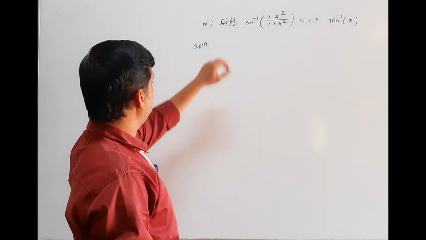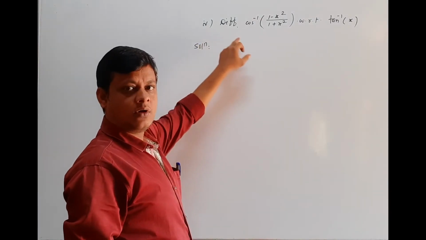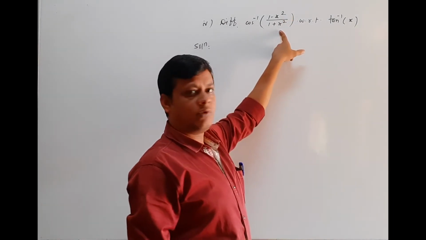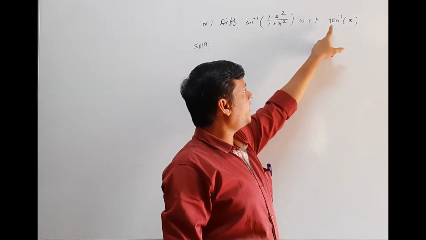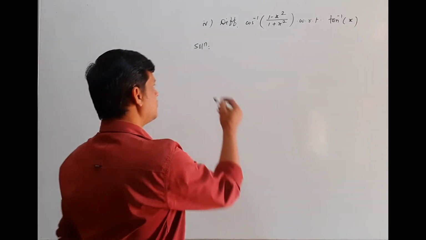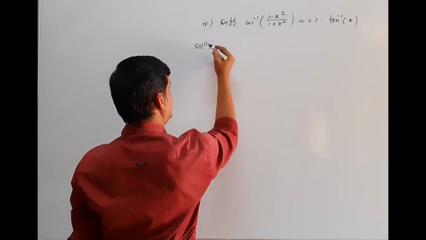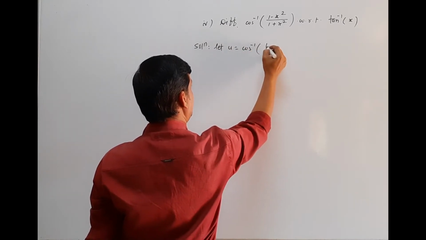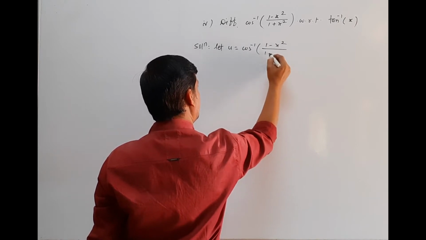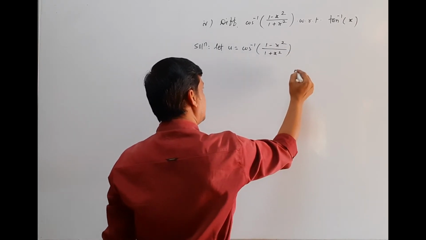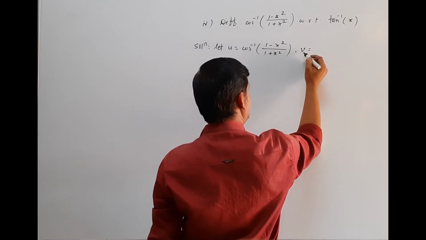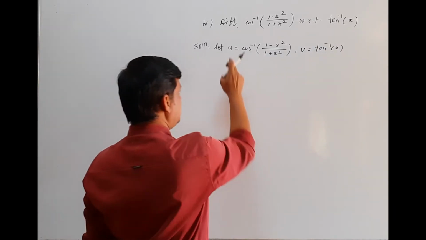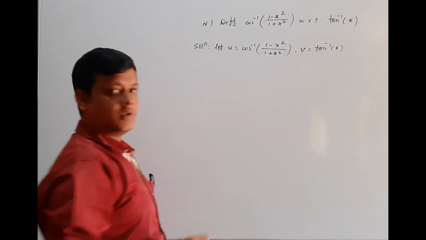Now see sub question 4. Differentiate cos inverse of (1 minus x square upon 1 plus x square) with respect to tan inverse of x. So first we write in solution, first function as u. Let u is equal to cos inverse of (1 minus x square upon 1 plus x square). Second function as v, so v equals tan inverse of x. Now we have to differentiate u with respect to v.